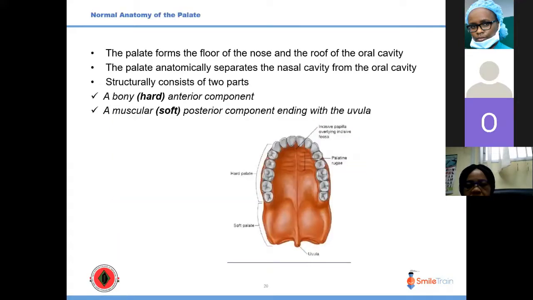The normal anatomy of the palate, we are all familiar with this. The palate, we have the hard and the soft. The hard palate occupies the anterior 2/3 and it is bony, while the soft palate is essentially muscle and it is mobile.